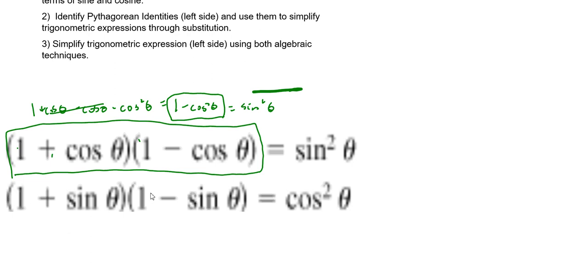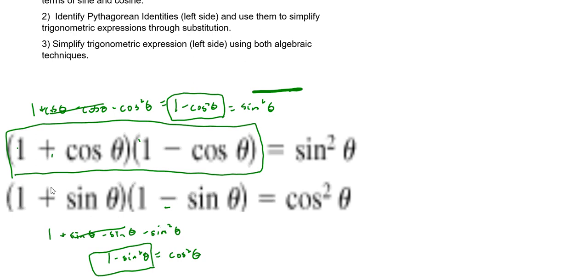Same thing down here. 1 times 1 is 1. When we FOIL it, distributing through, the middle terms cancel out. Our last terms are going to be sine times sine, which is negative sine squared of theta, because this is a negative times a positive. Well, we have 1 minus sine squared of theta equals, what do we know? Fundamental identity, cosine squared of theta. Bada bing, bada boom, and that's how we have it.